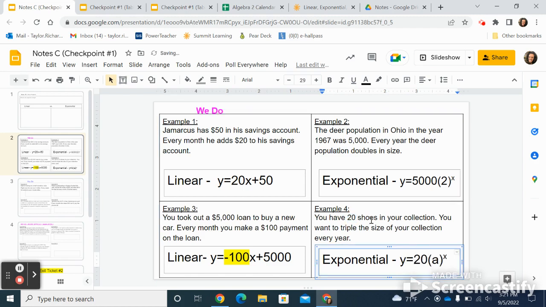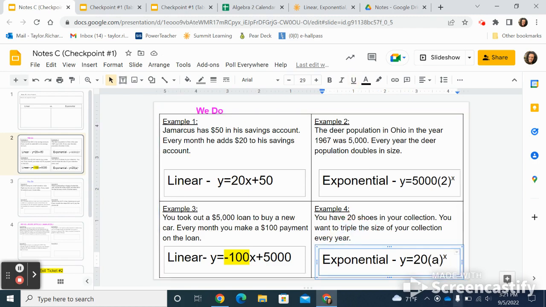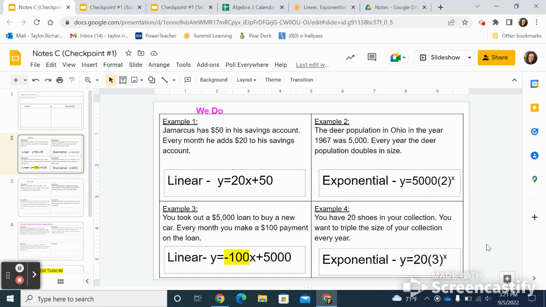And then A is my rate. I know that it's tripling. Tripling means you're multiplying by 3, just like triplets are 3, right? We're multiplying by 3. So this equation says starting with 20 shoes, tripling every time. So this is really our objective right here, identifying what it is and then making an equation. Good luck.